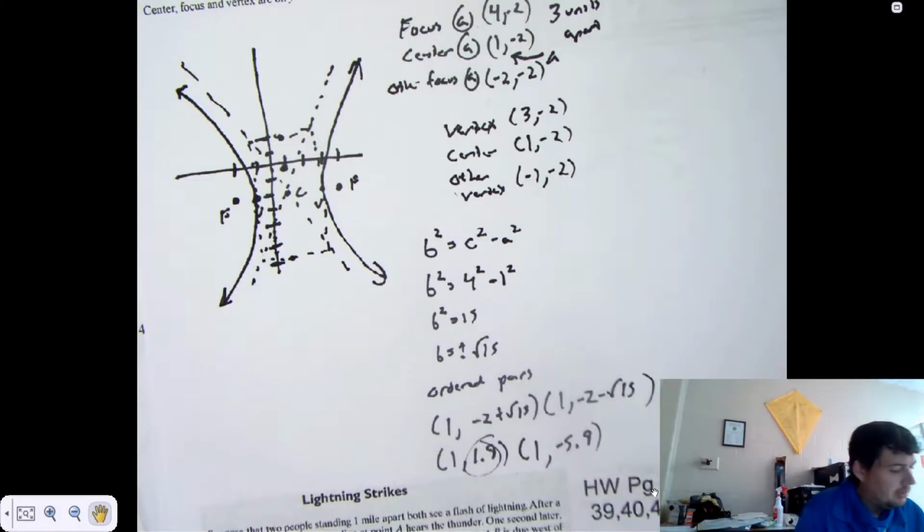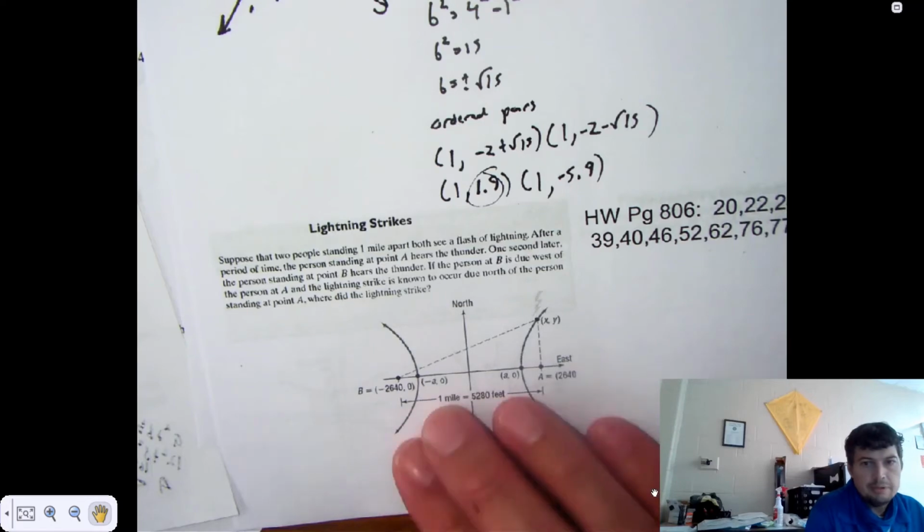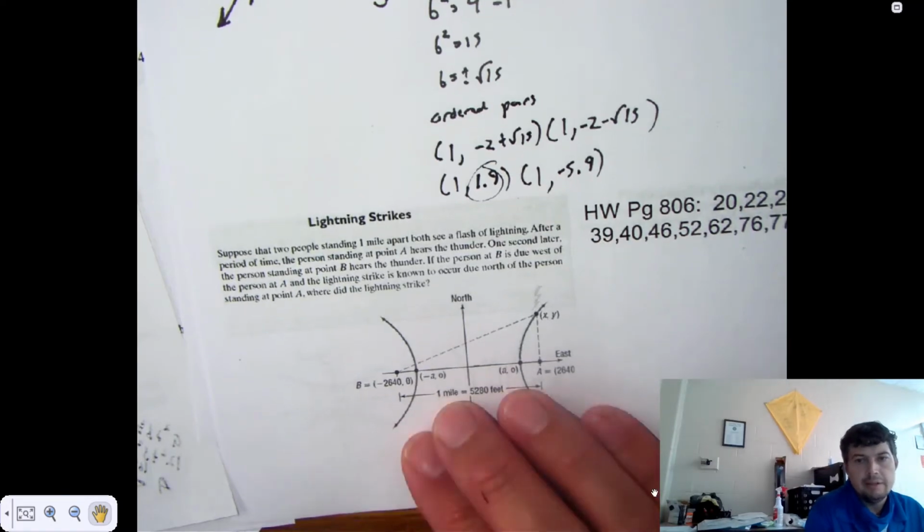Now, I'm running low on time. I would love to do the lightning strike example with you, but the bell's about to ring. There is one on your homework. Refer to this layout. That's going to tell you everything you need to know. On that homework problem, take the information, put it on a graph like this, and figure out what you can figure out, okay, kids? But I'm going to stop right there.